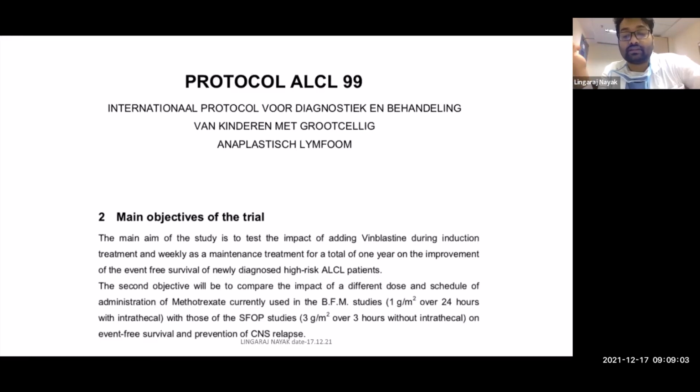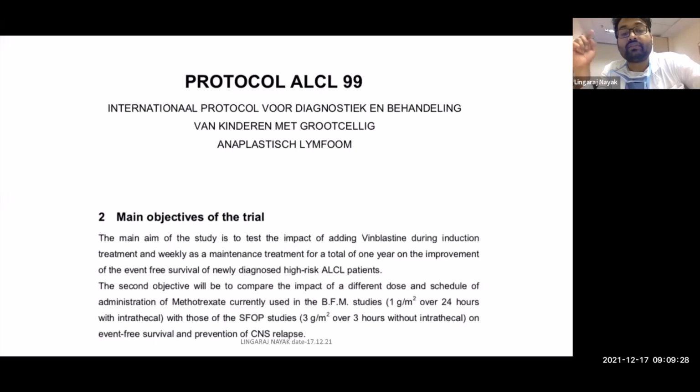That means you avoid the intrathecals, because when you use 1 gram per meter square over 24 hours, you have to also give intrathecal methotrexate. So if you come down to 3 gram per meter square over 3 hours without intrathecal, it will have two important implications. One is the mucositis toxicity will be less, and also you avoid the intrathecal injections. And whether that is okay, and is there any detriment in terms of overall event-free survival or prevention of CNS LM? That is one question.